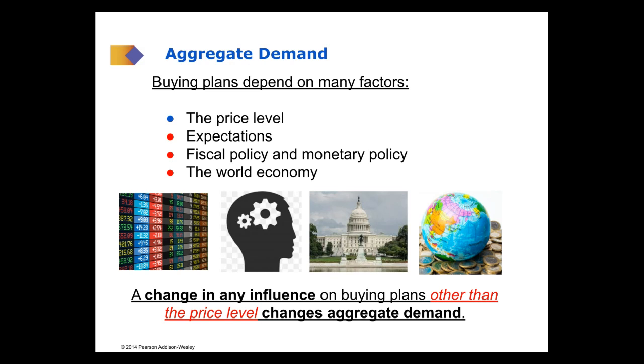Aggregate demand will depend upon a number of factors. It depends upon the price level, and we mentioned that when prices are lower, aggregate demand is higher, but it also depends upon a number of other factors: expectations about the future, fiscal and monetary policy conducted by the government, and, of course, the world economy. If one of those things changes, then we can have a change or shift in the entire aggregate demand curve.